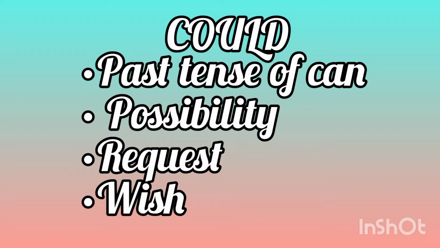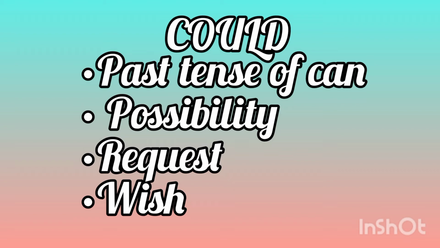Mohan said that he could do that work. Now in this sentence, said is in the past tense, so we have to use could, the past tense of can, to show Mohan's ability to do that work in the past.